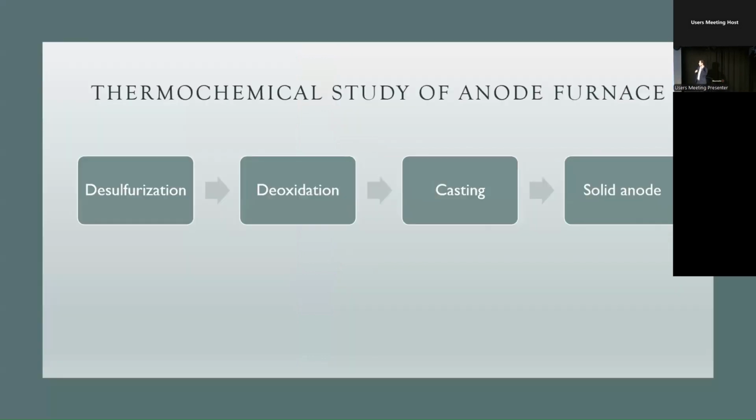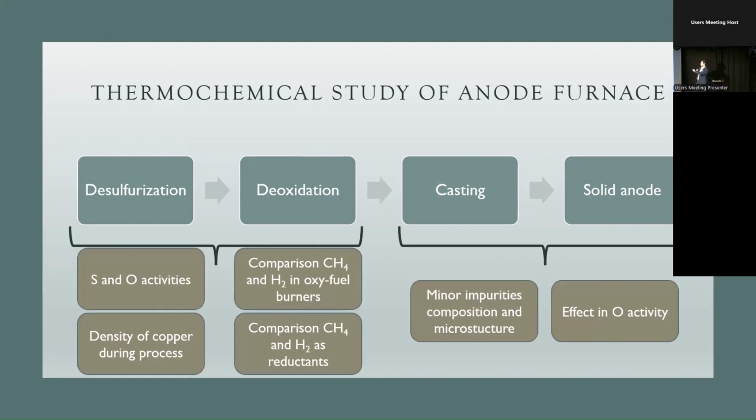So we have divided this furnace into these 4 steps: desulfurization, deoxidation, casting, and solid anode. And we will work in 2 different ways. We will divide it into the liquid state to the right and the solid part, in which we already are casting and have a solid anode. We will run through all of them now.